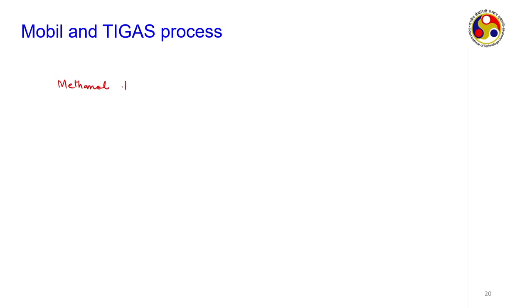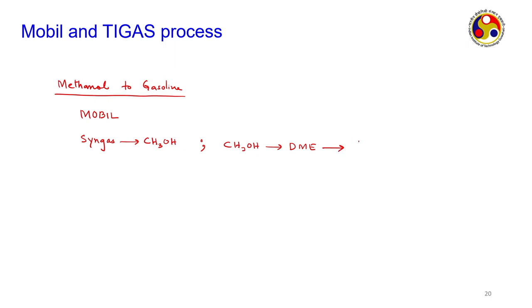For the methanol to gasoline, that is MTG, Mobil is the one which has developed the process. So the summary: syngas is converted to CH3OH. Then this CH3OH is converted to DME, and this DME is converted to gasoline. This is the MTG.